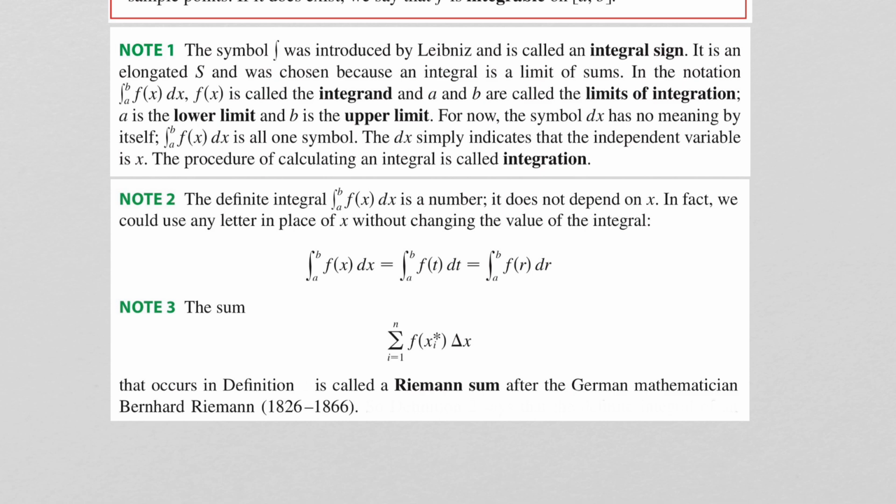Next note, the definite integral is a number, and it does not depend on x. In fact, we could use any letter in place of x without changing the value of the integral. So the integral from a to b of f of x dx is the same as the integral from a to b of f of t dt, or the integral from a to b of f of r dr. The variable of integration doesn't matter. And finally, this sum here, as I previously mentioned, is called a Riemann sum, and it's named after the German mathematician Bernhard Riemann.